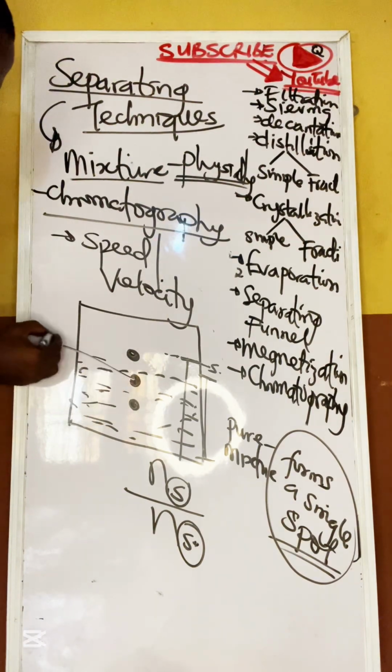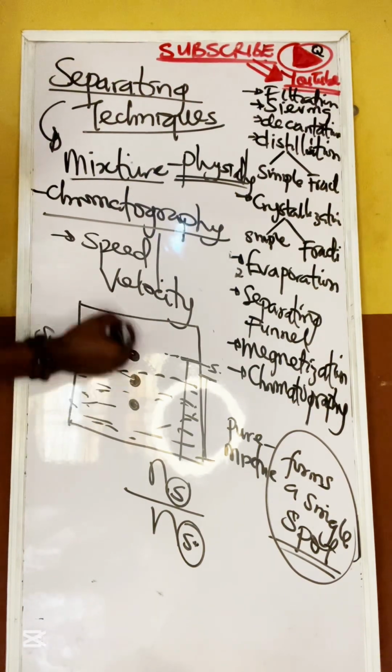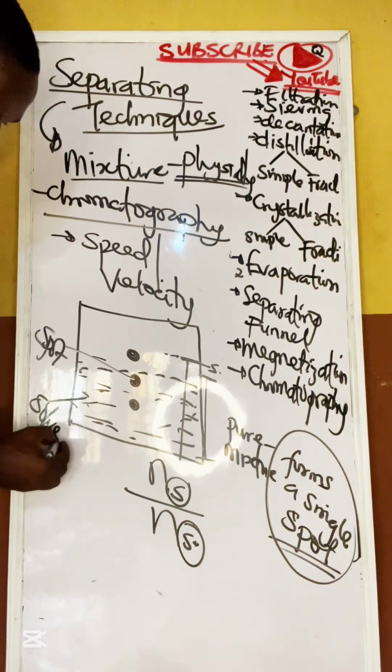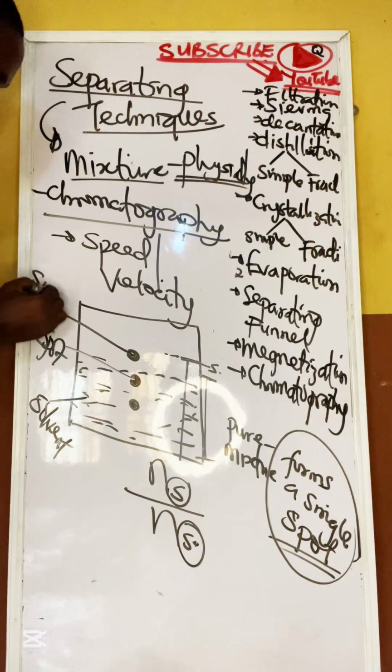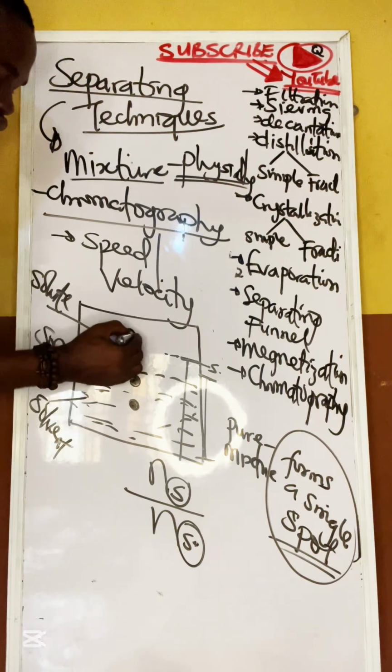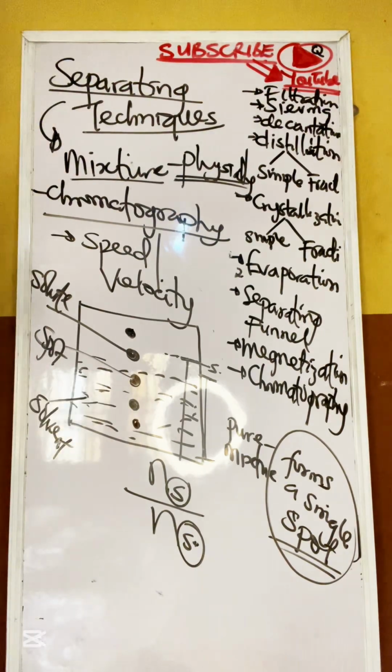So this is a spot on the chromatograph paper. You understand? This is the solvent, and this is the what? The solute. So it's the solute that is forming spots on this chromatograph paper. Okay, I hope you understand that.